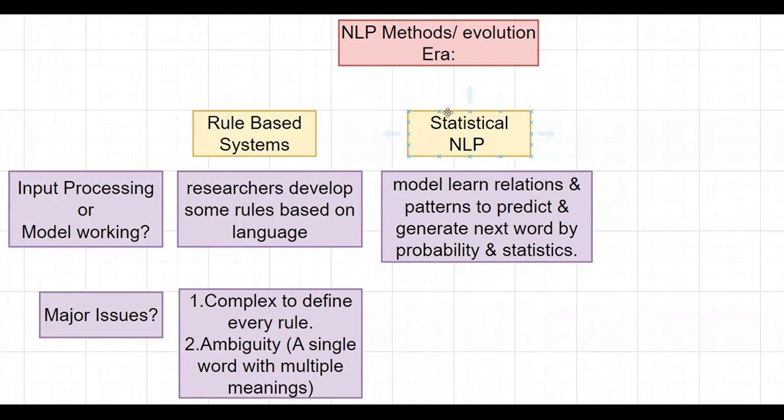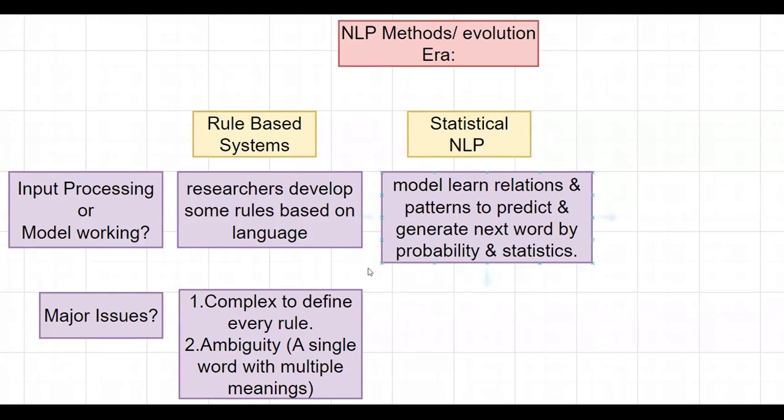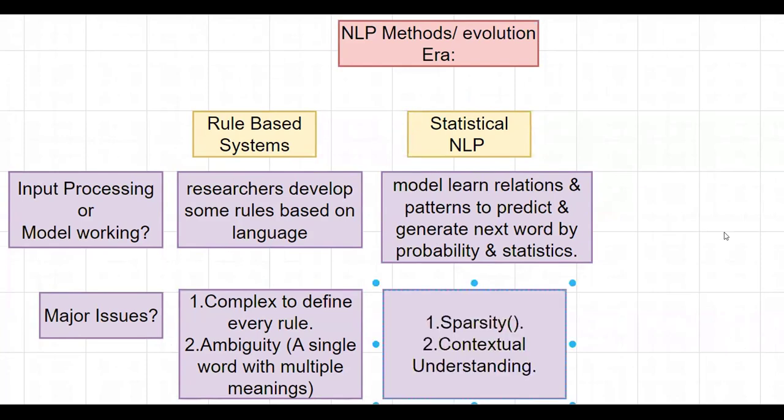Then what is the issue that we face while using the statistical NLP model in real time, sir? While using the statistical NLP model in real time, we face two issues. One is sparsity and the second one is contextual understanding. So what is sparsity, sir? Sparsity is actually data sparsity.